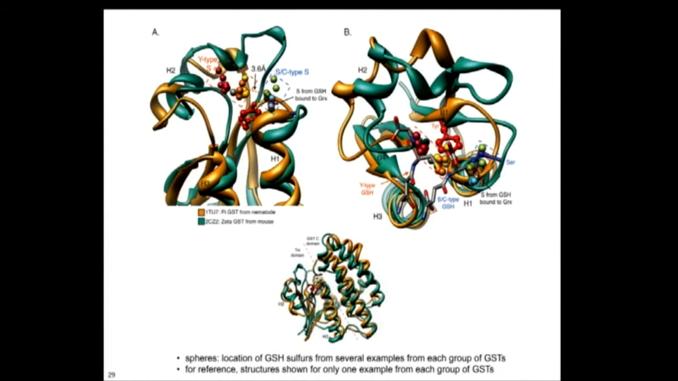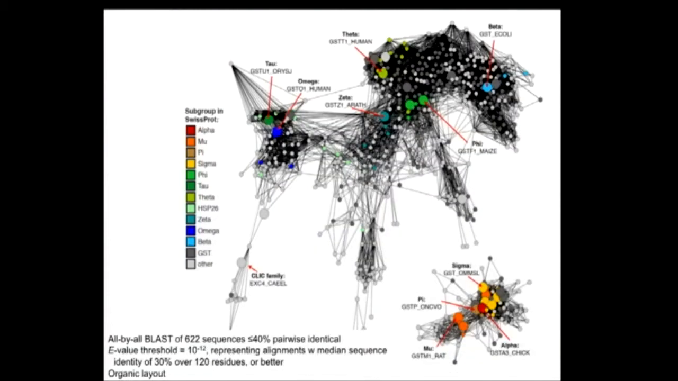It also turns out that these SC-type GSTs are more closely related to the other thioredoxin fold proteins than the mammalian type, and that's of real interest in trying to think about the evolution of these proteins.